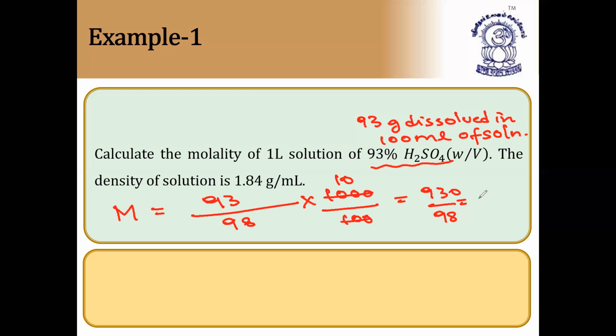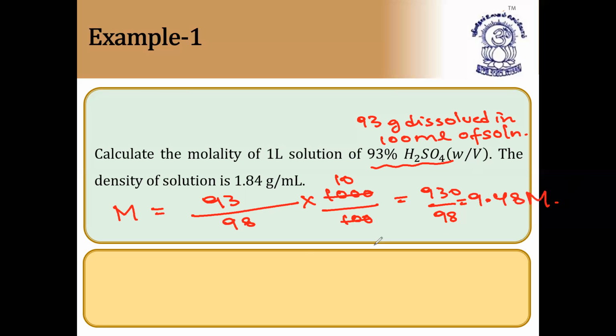930, 93 times 10, that is 930, divided by 98, which is equal to 9.48. 9.48 is the molarity value.